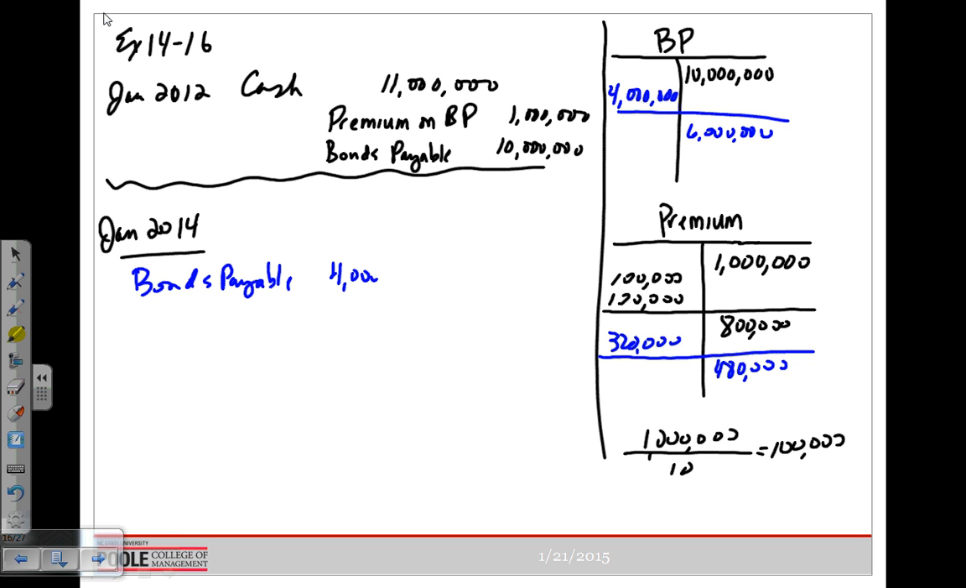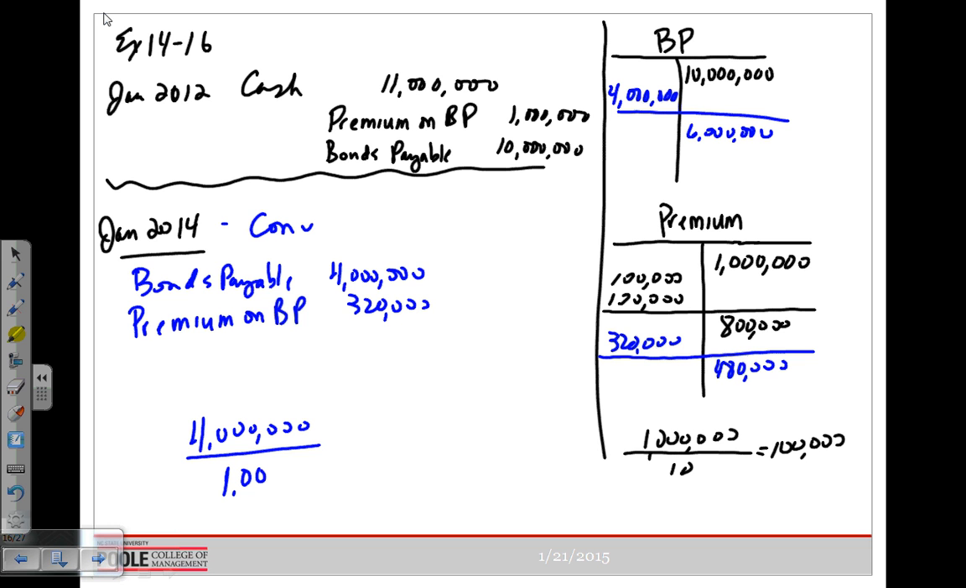$4 million. This is for the conversion. And I have premium on bonds payable, $320,000. And now I have to think about how many shares of stock I would issue. Well, let's see, there's $4 million total of bonds, and each bond has an individual value of $1,000. So there are 4,000 bonds converted, and each bond gets converted into 18 shares, right?